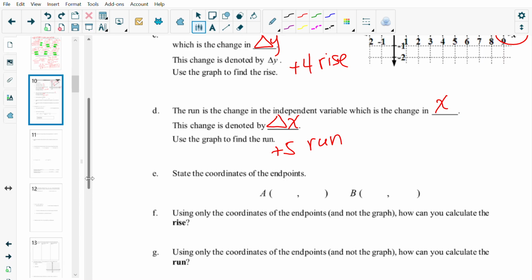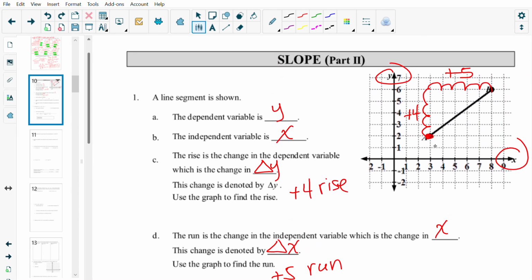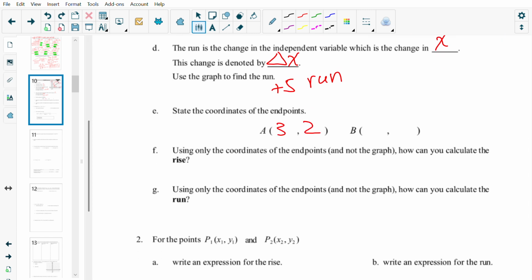State the coordinates of the endpoint. So A is at 3, 2, and B is at 8, 6. Using only the coordinates of the endpoints and not the graph, how can you calculate the rise? So this is x, y. Let's call it x1, y1, x2, y2. So for the rise, I'm just taking the y coordinates. The rise is y2 minus y1, and that is 6 minus 2 equals plus 4.